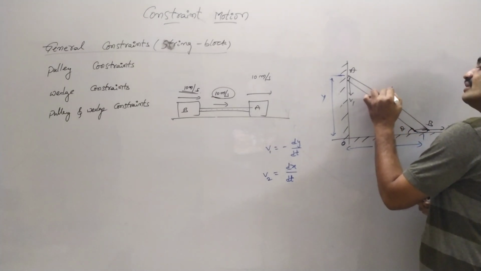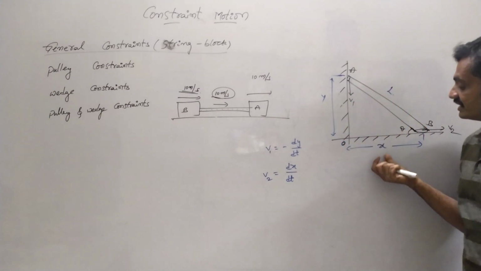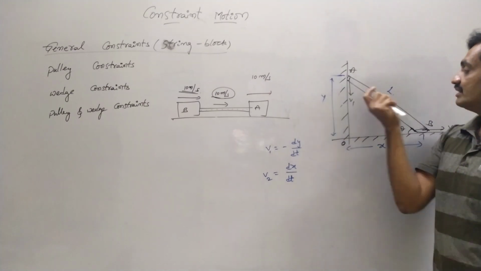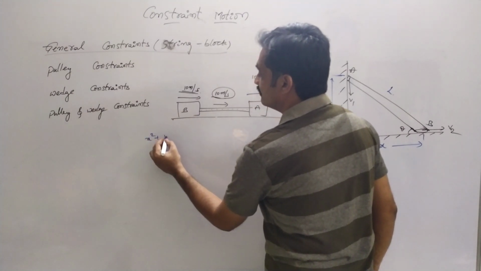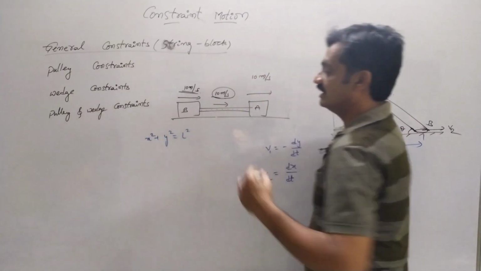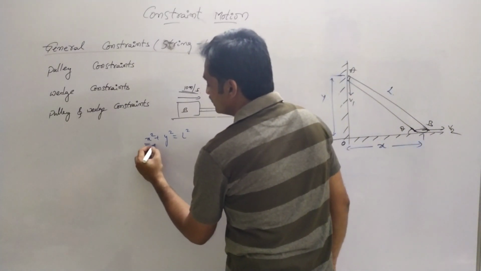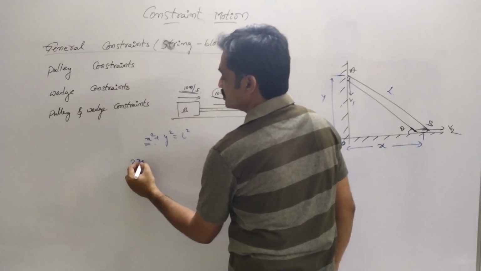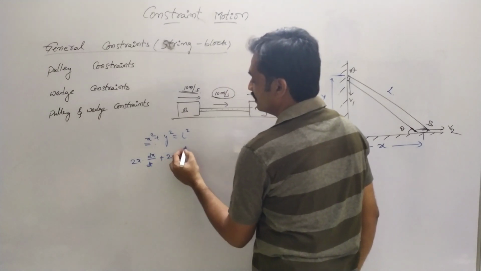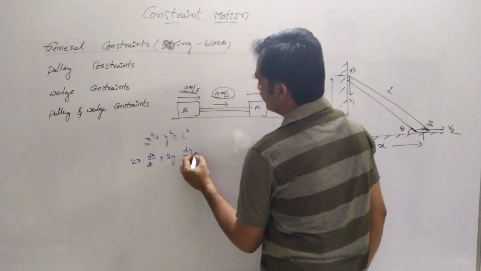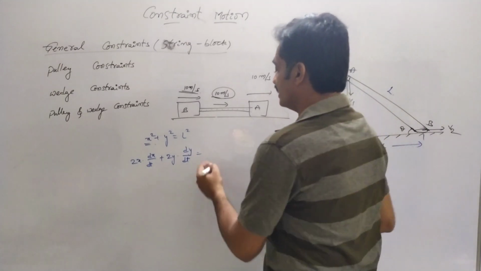If we consider the length of the rod as L, observe that it forms a right angle triangle. So side squared plus side squared equals hypotenuse squared. We can represent it as x squared plus y squared equals L squared. Now I am going to differentiate this equation with respect to time. So we get 2x into dx by dt plus 2y into dy by dt equals, observe that the length remains constant, and the differentiation of a constant is 0.